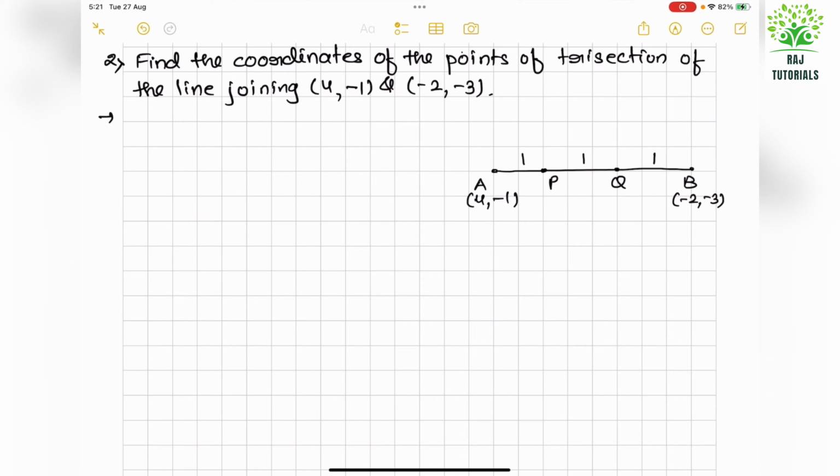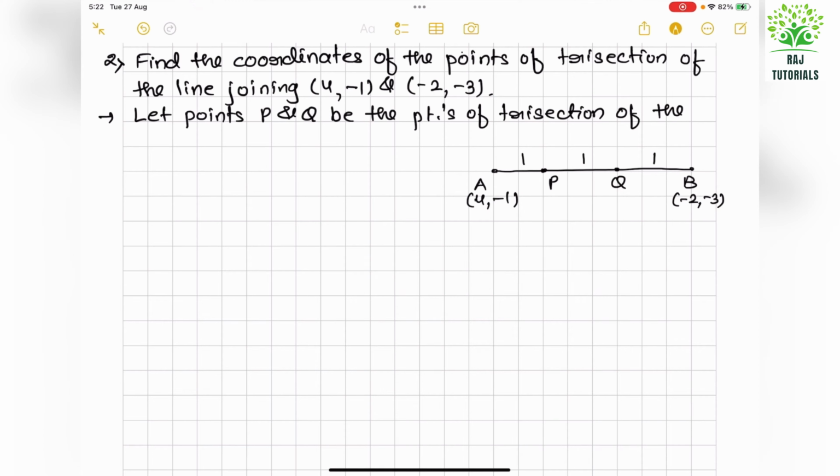Now the next question says find the coordinates of the points of trisection of the line joining (4, -1) and (-2, -3). So I have drawn a line AB with the given points, and P and Q are the 2 points at which they are dividing the line into 3 equal parts. So let me write the statement also. Let points P and Q be the points of trisection of the line joining A(4, -1) and B(-2, -3).